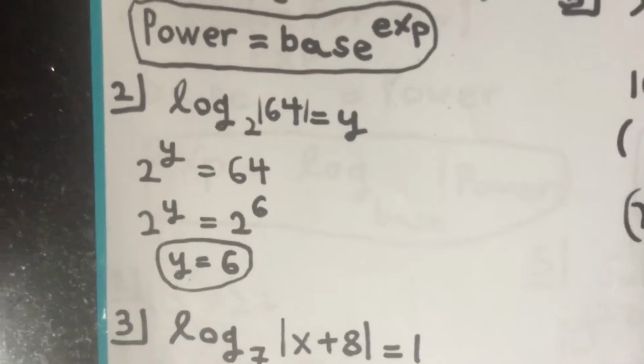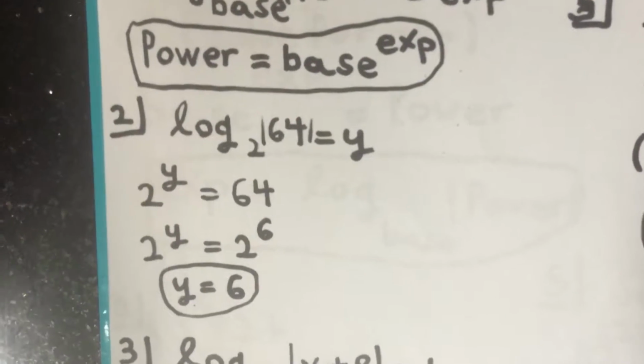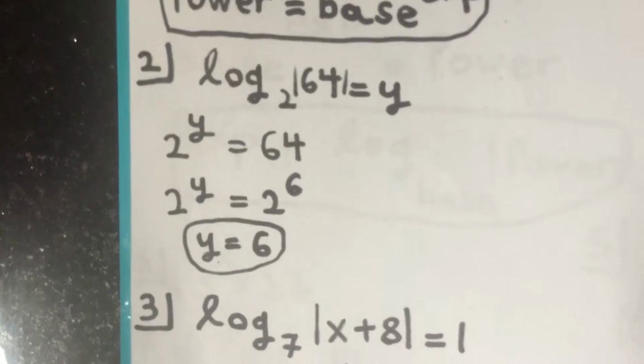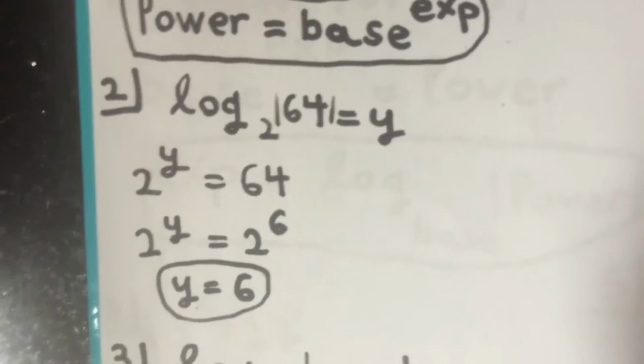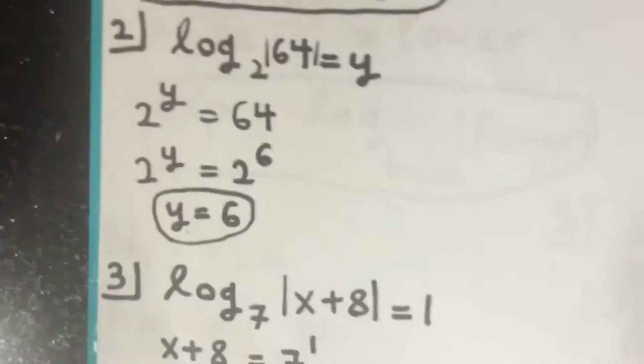Now in number 2, for log base 2 of 64 equal to y, just drag the base 2 to the y and set it equal to 64. 2 to the 6th power gives you 64, so y will be equal to 6.